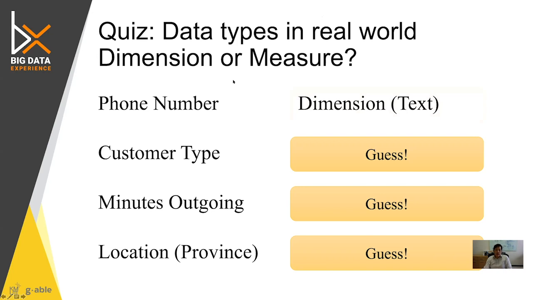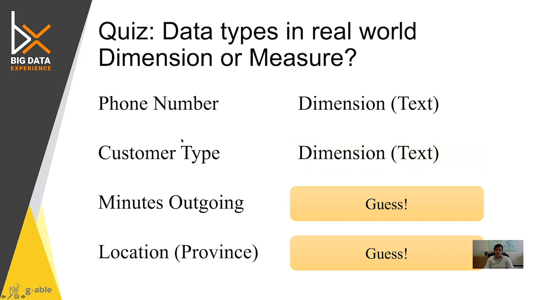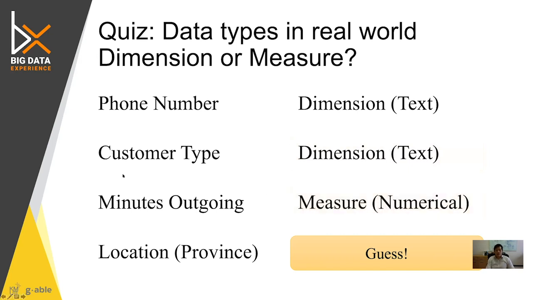Next, customer types. Whether this customer should be residential or corporate. Dimension or measure? Dimension, correct. How about we are talking about calling customers? The minutes of outgoing call, should this be dimension or measure? Measure, that's correct. Last one, location, dimension or measure?